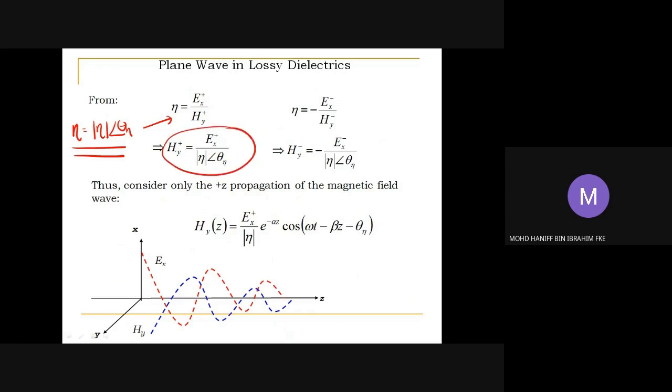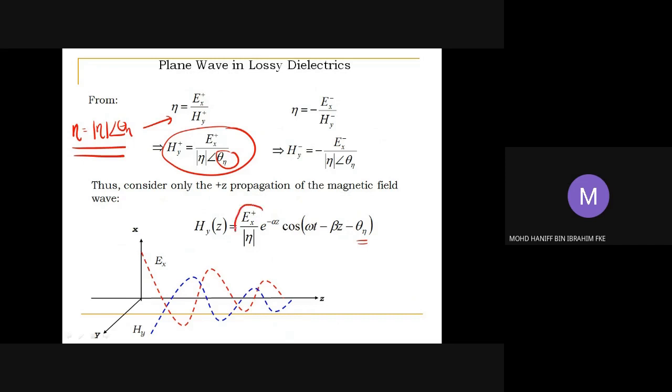Based on these equations, the H field is said to always lag the E field by this angle theta. In other words, the E field will always lead the H field by this angle theta. So that should be the thing that you need to understand, based on the equations here.